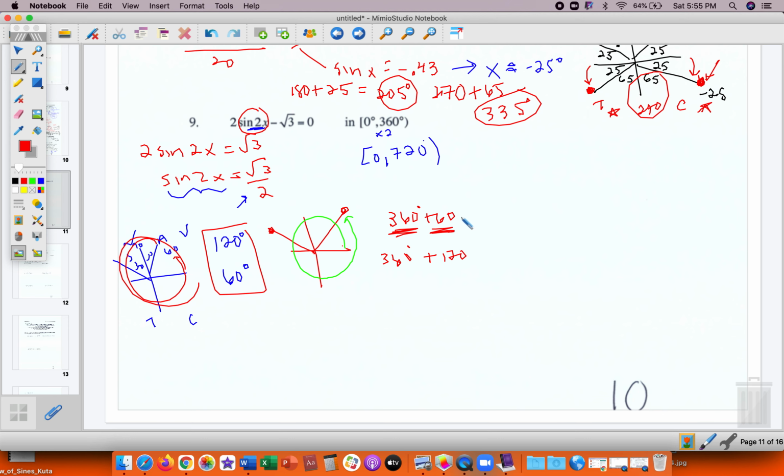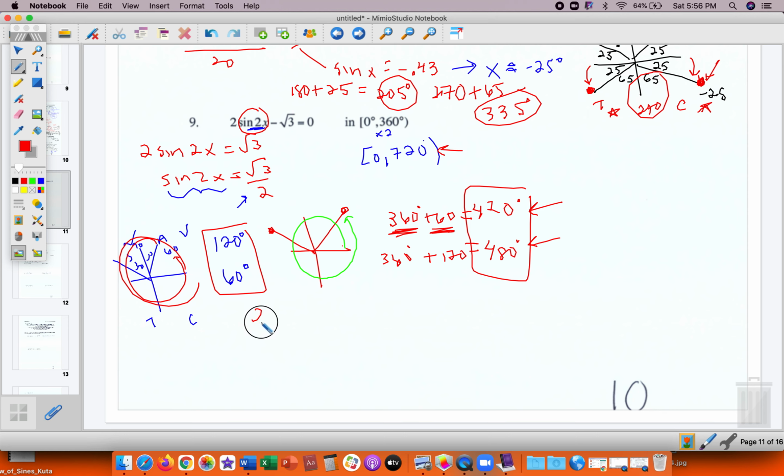So we'll have 420 and 480. So that's if we add another 360, right? Because we're spinning around 2 times. So if we spin around again, that's where we'll land at the 60-degree spot and the 120-degree spot.